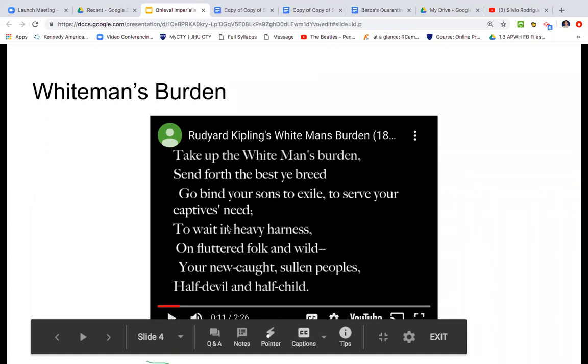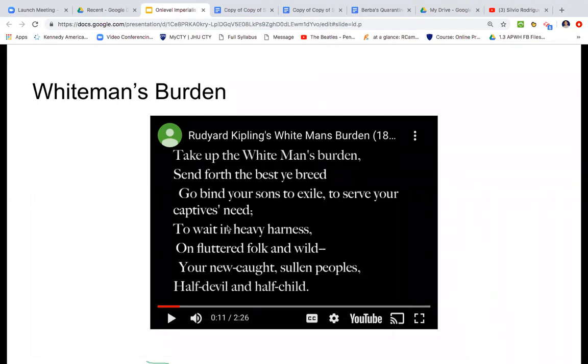They're saying here, take up the white man's burden, send forth the best ye breed. What they're saying here is send the best Americans over, right, to these foreign nations. Go bind your sons to exile to serve your captives' need. Is, hey, you're our best. They might not come back, right? They're going to serve those. They're going to civilize those that they're taking over. To wait in heavy harness on fluttered folk and wild, your new-caught sullen peoples, half devil and half child. Exactly what Reina said here.